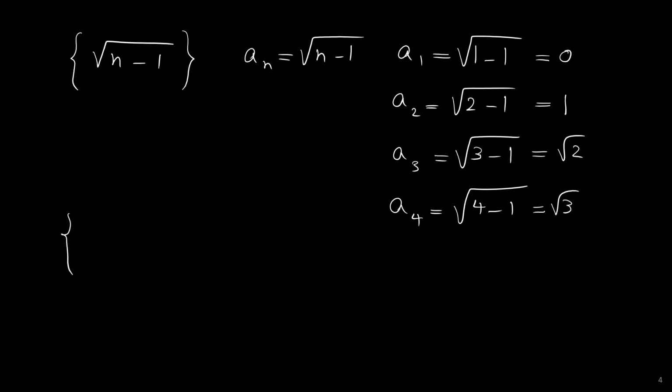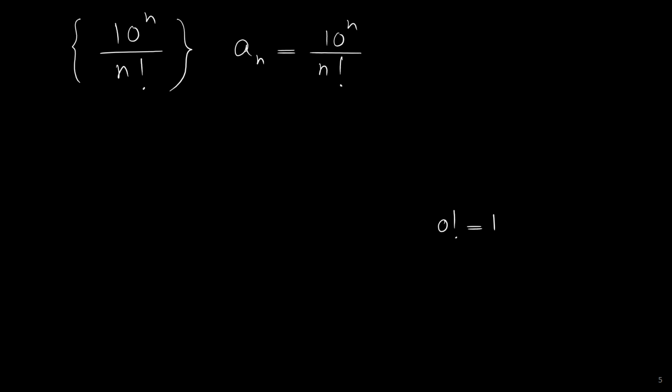So if we list the elements of this sequence, we have 0 as the first element, 1 as the second element, the square root of 2, the square root of 3, and the general term is the square root of n minus 1, and so on.